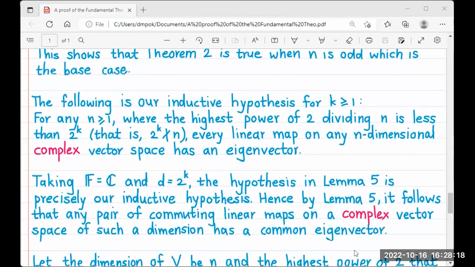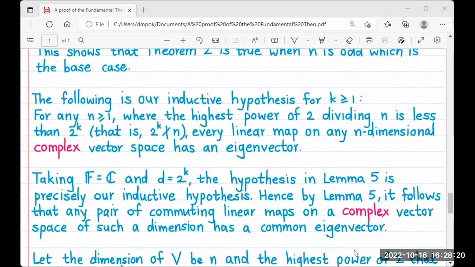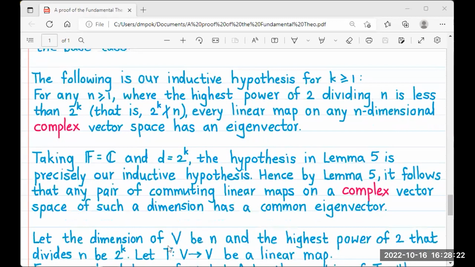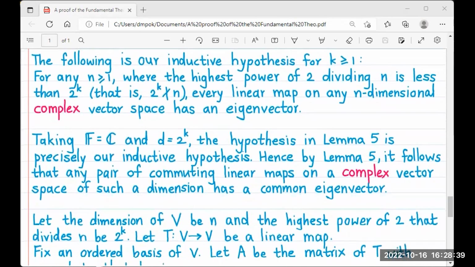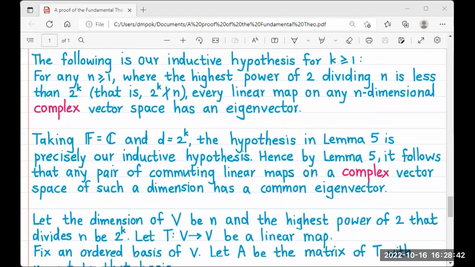So now we are going to the main step. Let the dimension of V be n and the highest power of 2 that divides n be 2 to the power k, and T from V to V be a linear map. We want to prove that T has an eigenvalue, or equivalently an eigenvector. For that, we will fix an ordered basis of V and let A be the matrix of T with respect to that basis. So we have to prove that A has an eigenvector.